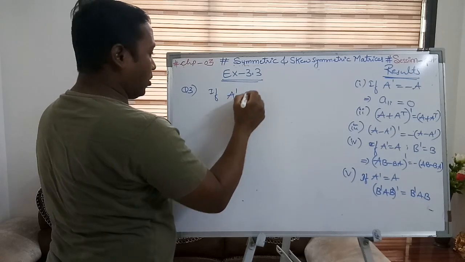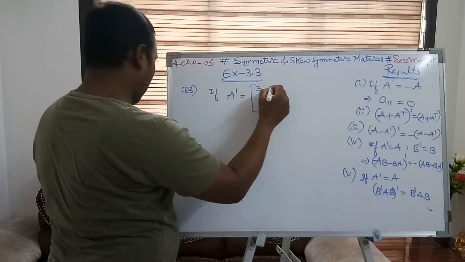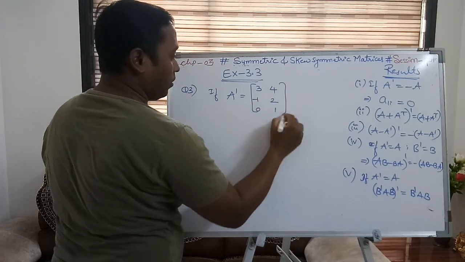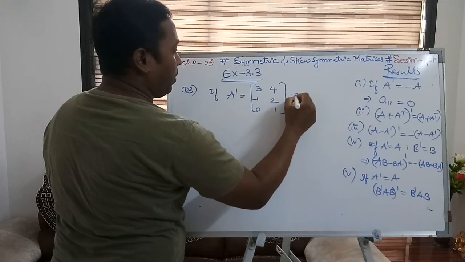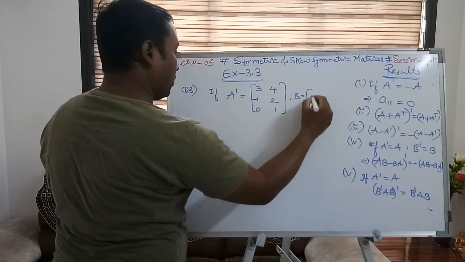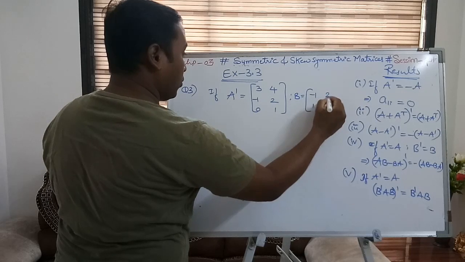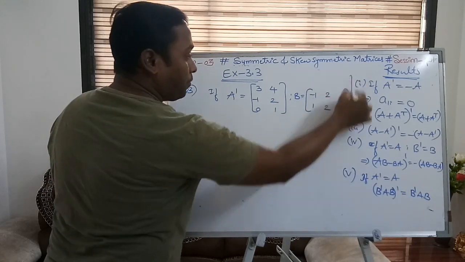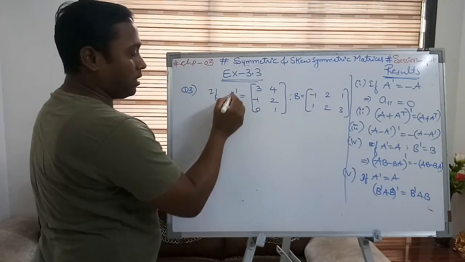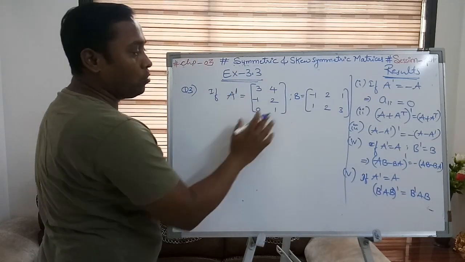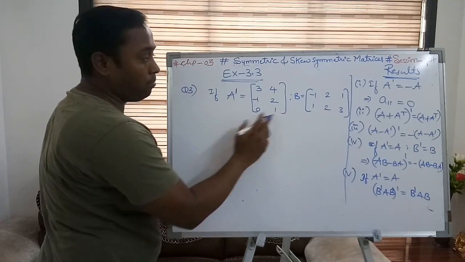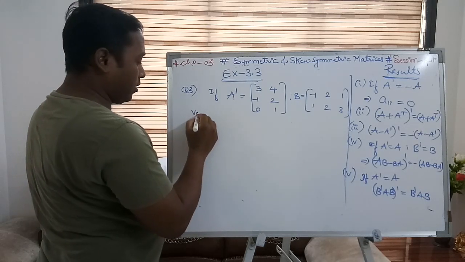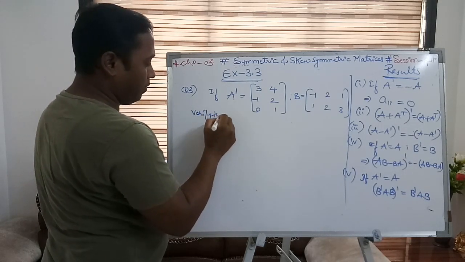If A dash is equal to 3, 4, minus 1, 2, 0 and 1. Another matrix B is given as minus 1, 1, 2, 2, 1 and 3. These are the two matrices. It is A dash, you know? So by transposing this you will get A, and by transposing that you will get B dash. Now verify that. What are they asking?